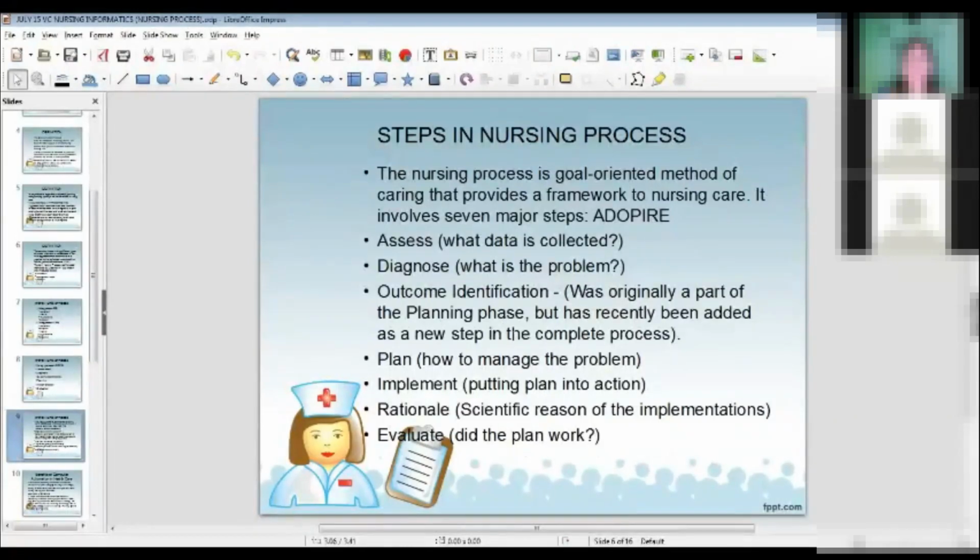Okay, and then we have outcome identification. This was originally a part of the planning phase but has recently been added as a new step in the complete process. And then we have the planning, how to manage the problem. And then we have implementation or putting plan into action. So we have this how, and then we have to put the plan in action. That is implement or implementation. And then the added R here is rational. So what is the scientific reason of the implementations?